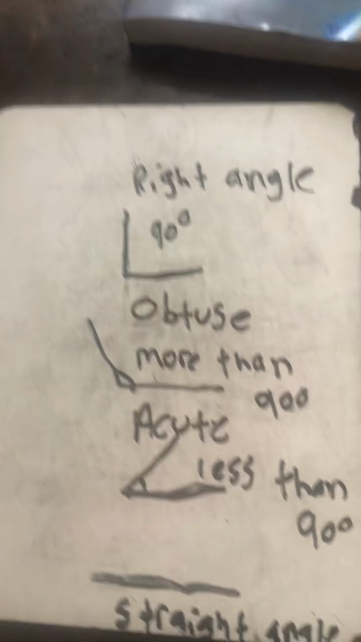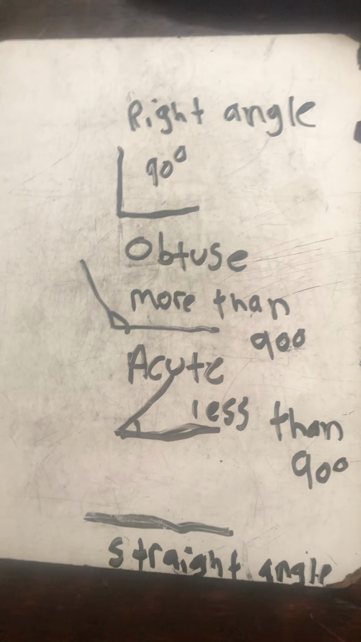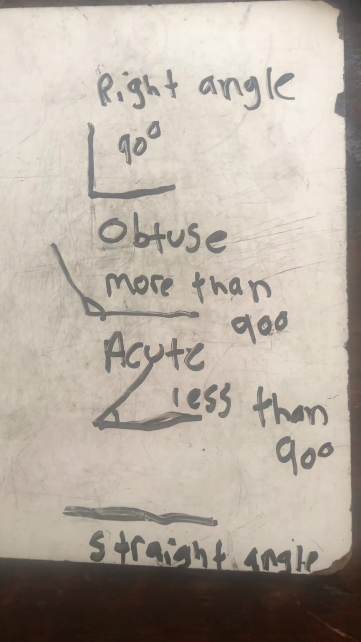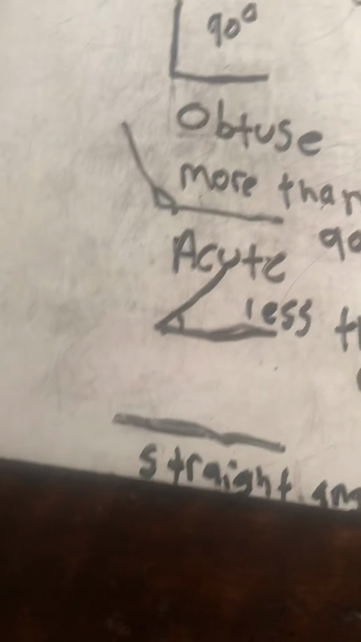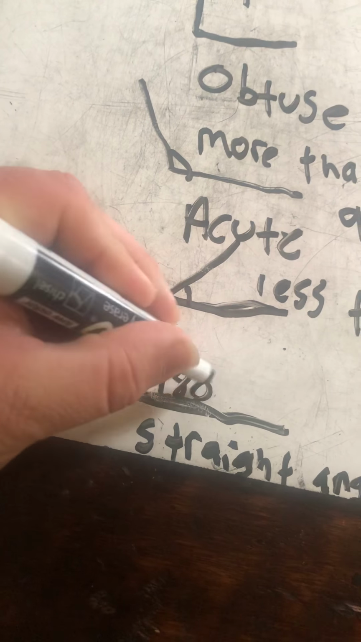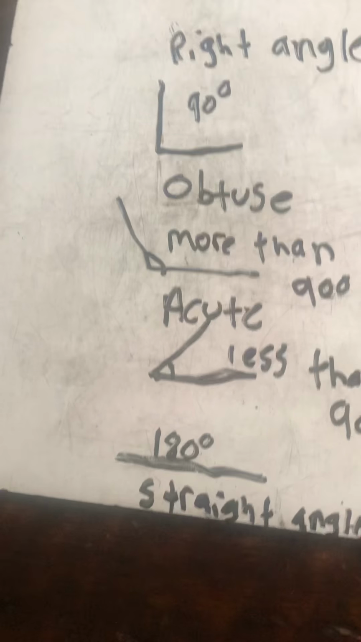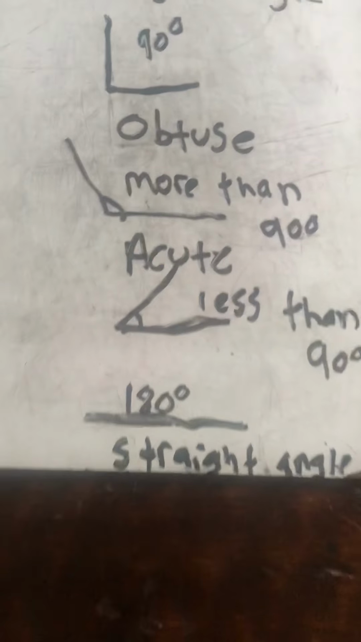So there's your four types of angles. You have your right angle, which is 90 degrees, obtuse angle, which is more than 90 degrees, acute angle, less than 90, and a straight angle, which is actually 180 degrees. So those are your types of angles. And next week we're going to actually talk about measuring these bad boys.